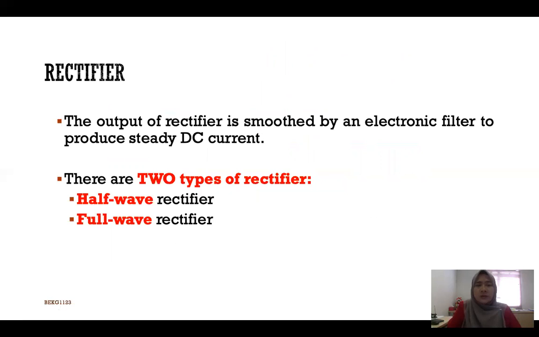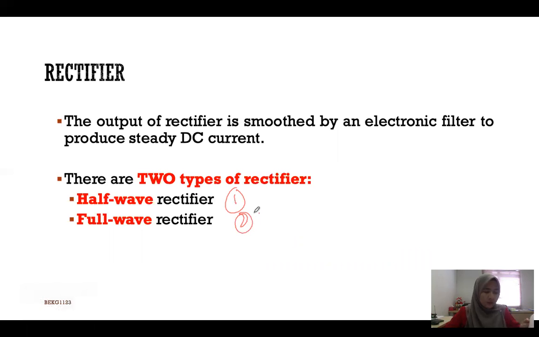So the output of the rectifier is smoothed by an electronic filter to produce steady DC current. And basically there are two types of rectifier. The first one is the half wave rectifier. The second one is full wave rectifier. So later we will look at the difference.